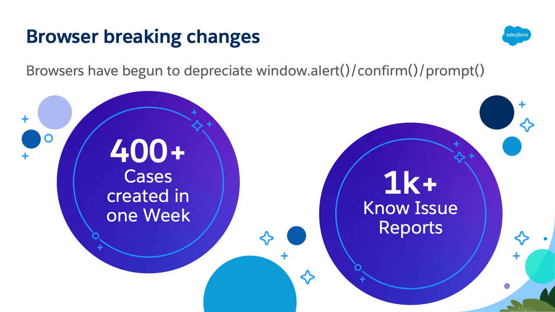Let's take a look at one more feature available this release. You might remember last year when Chrome 96 was released, the window.alert, confirm, and prompt APIs no longer worked. This was very impactful to Salesforce customers. We had over 400 cases created in a week and over 1,000 confirmations on the known issue.